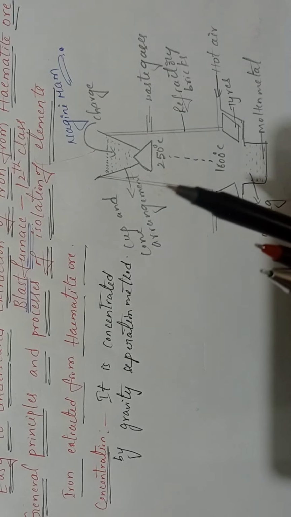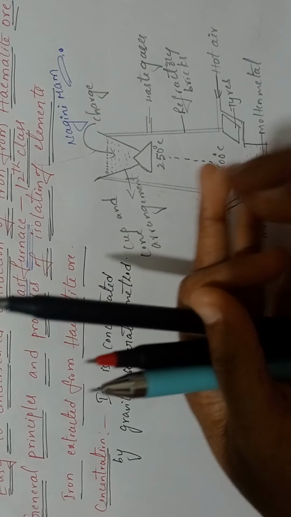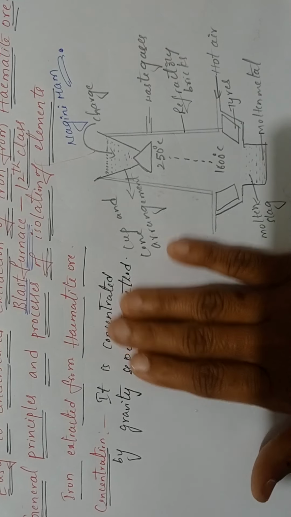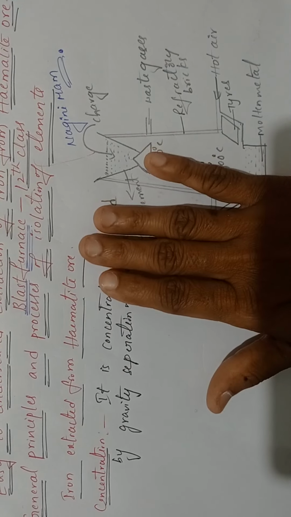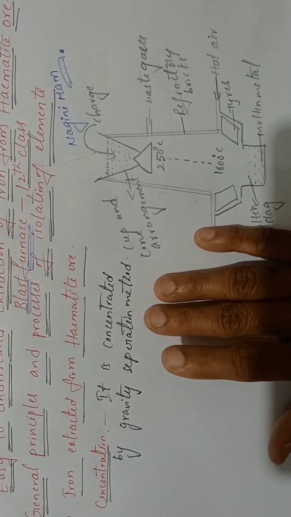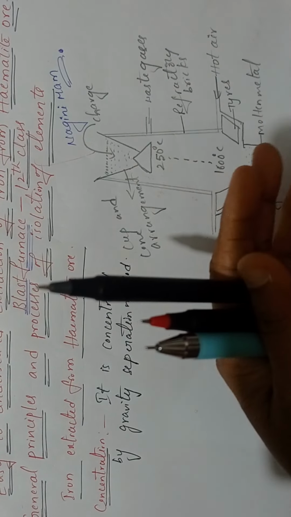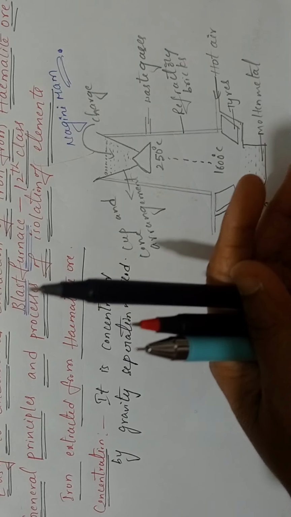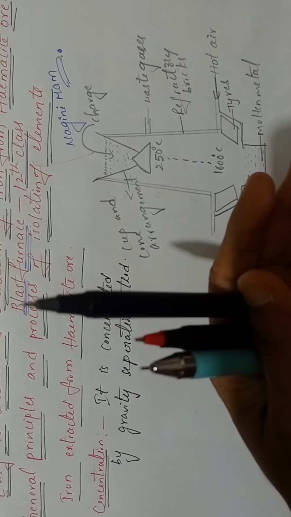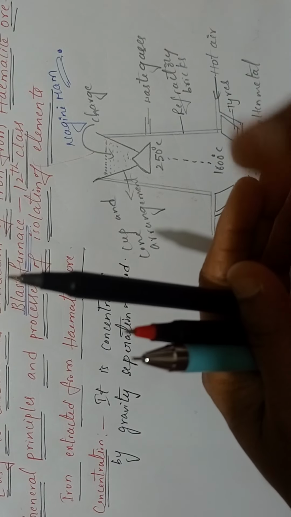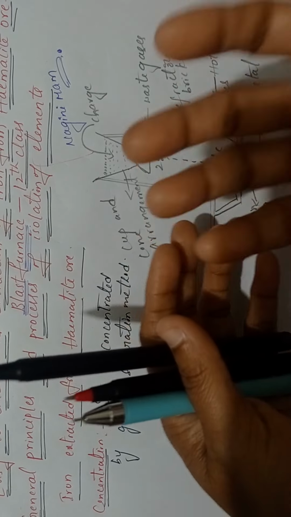Now I am not going to discuss that method in detail. By the gravity separation method, what are the impurities present in the ore that we have to remove, students? Are you clear? Whenever water is passed through the powdered ore, what will happen? The powdered ore is agitated, that means it is disturbed.